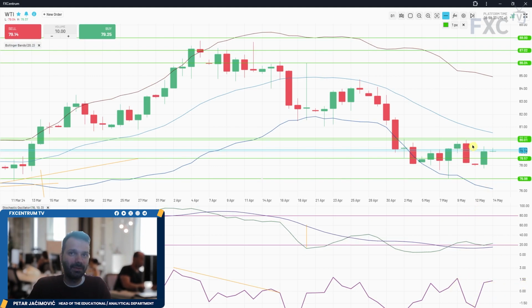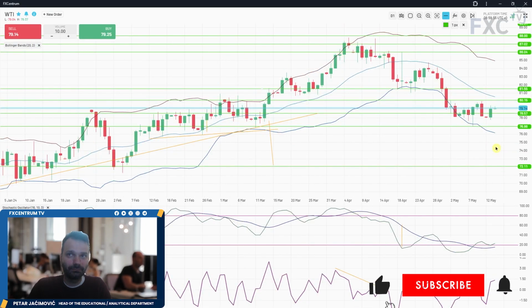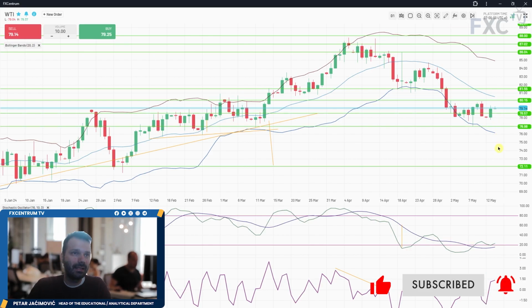And from my perspective, I would like to see a breakout of this consolidation, either resistance or support, in order to confirm the bigger directional move. From my perspective, the breakout of, let's say, the 80 mark, 80.40, can be a good sign for a rally towards 81.30 or 81.55, which is the previous swing low area. But a breakdown to the downside of the 77 mark can be a good sign for a further drop towards the 72 mark.